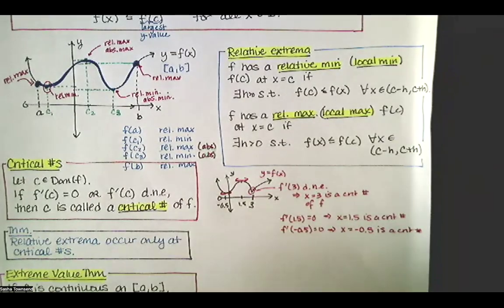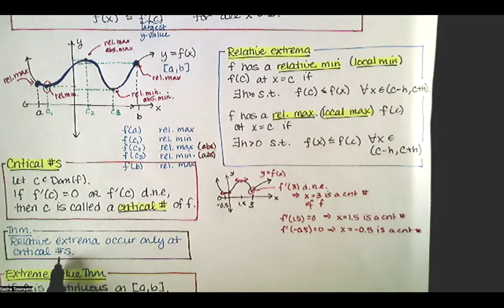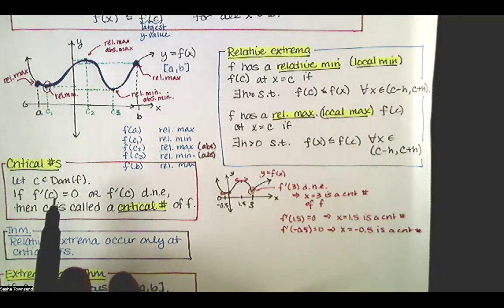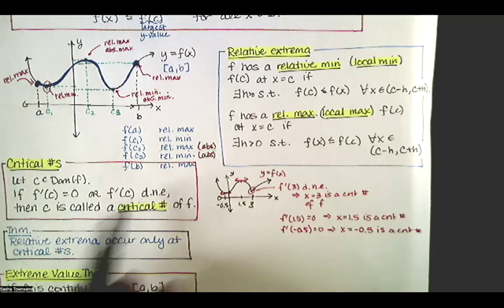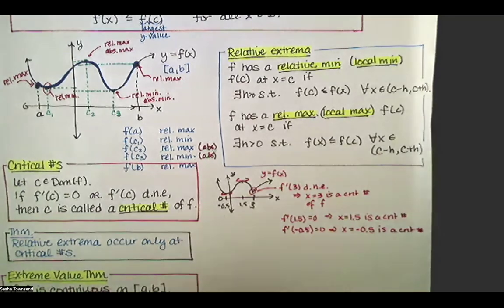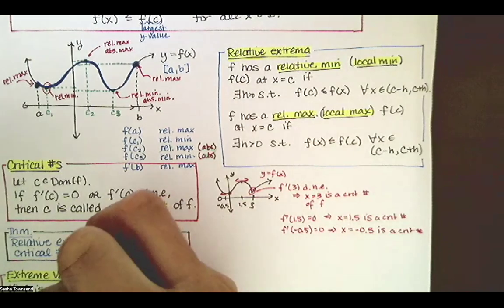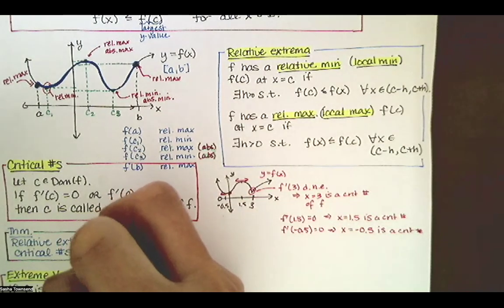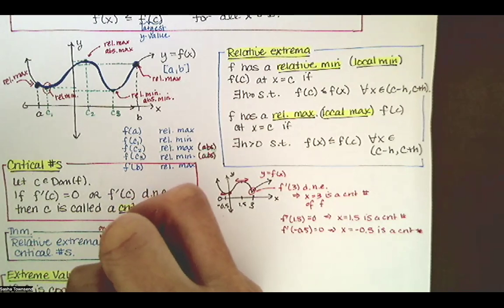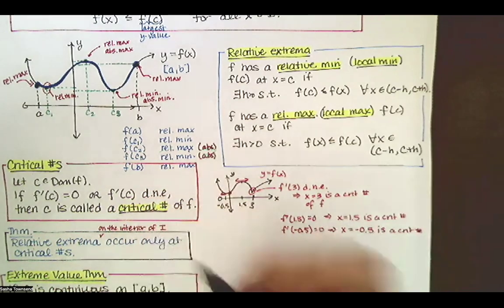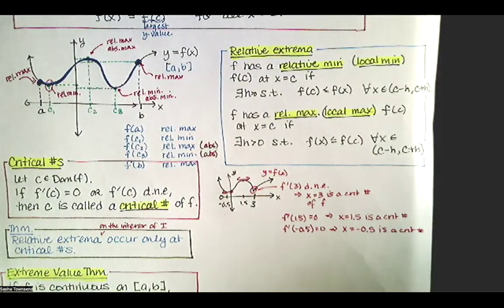So here's a theorem. It says all of the relative extrema occur only at critical numbers. So if you have an extremum, either the derivative is 0 or the derivative is undefined. And actually, I guess we should say this is relative extrema on the interior of an interval, so not at the endpoints, occur only at the critical numbers. We can have relative extrema at the endpoints.